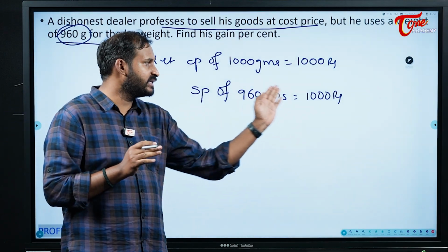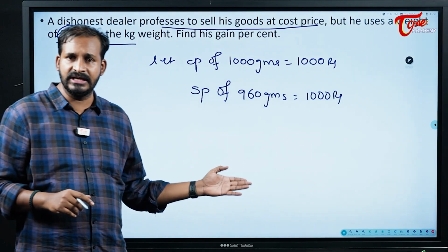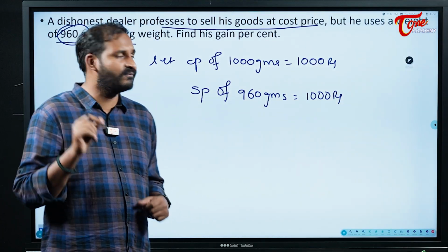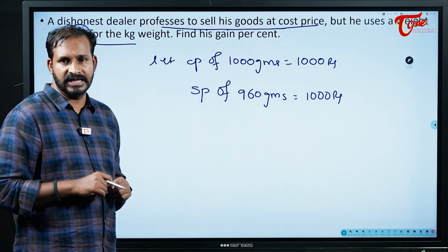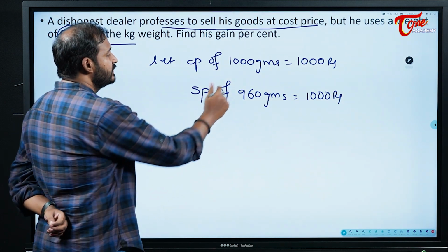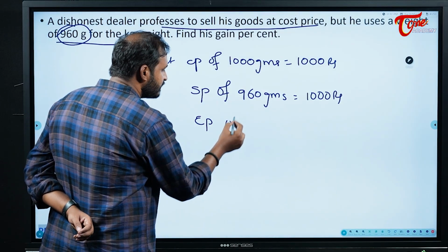That means the selling price of 960 grams: the customer is purchasing only 960 grams for 1000 rupees. Now, what happens for us in this case? But what is the actual cost price of this 960 grams? Tell me.